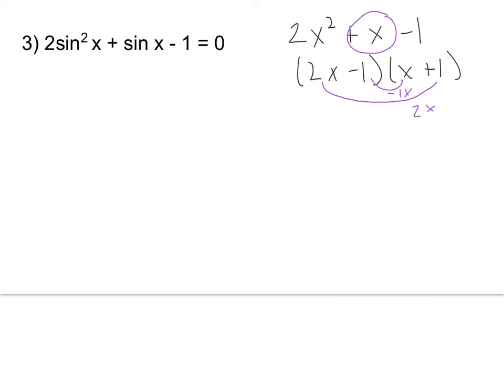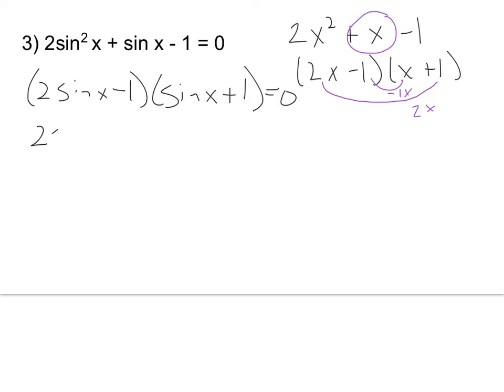So first I have to factor. So it's the same thing over here. I have 2 sine x, subtract 1, and I have sine x plus 1 equals 0. So now that I am factored, now that I don't have any other squares here, I can set them both equal to 0. So I have 2 sine x minus 1 equals 0, and sine x plus 1 equals 0.